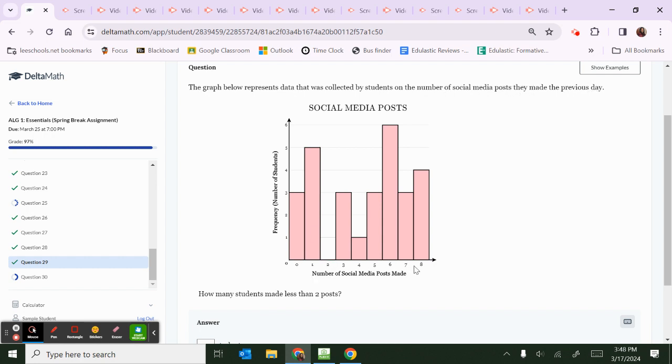So this is the number of social media posts. They made a maximum of 8 posts in any amount of days. And then this is the number of students. How many students made less than 2 posts?